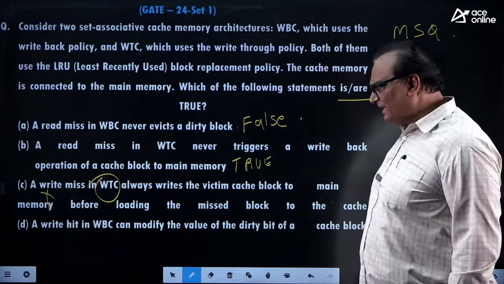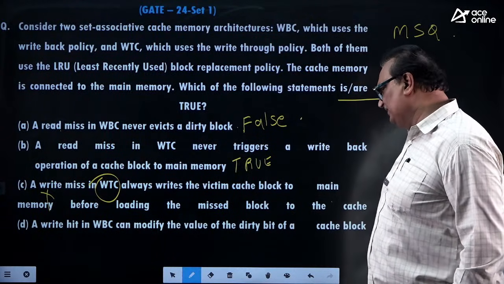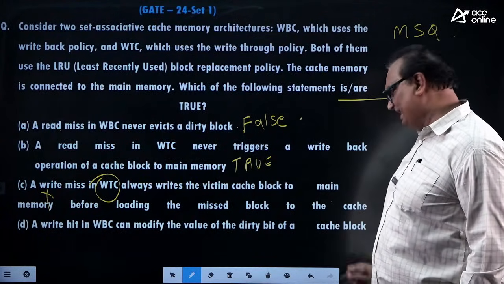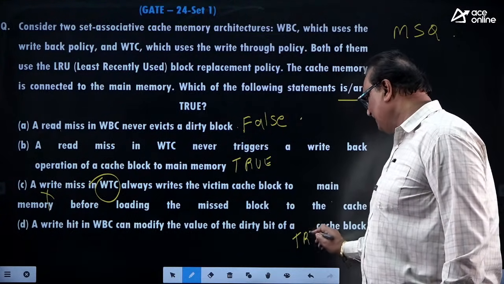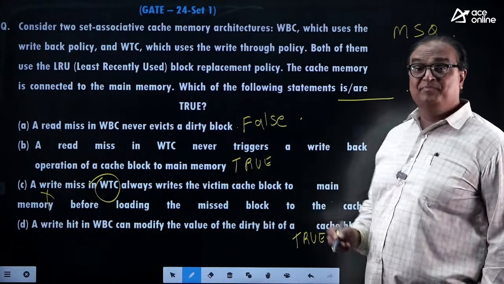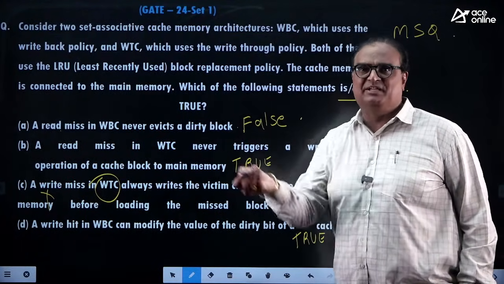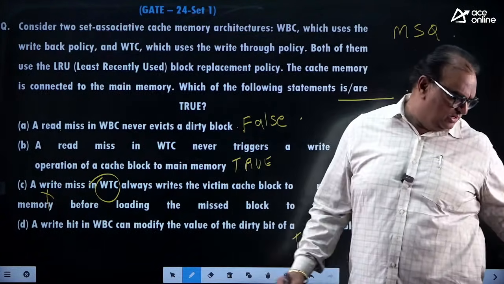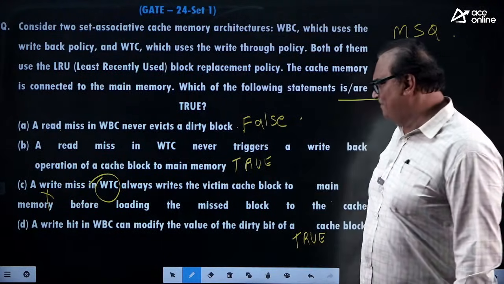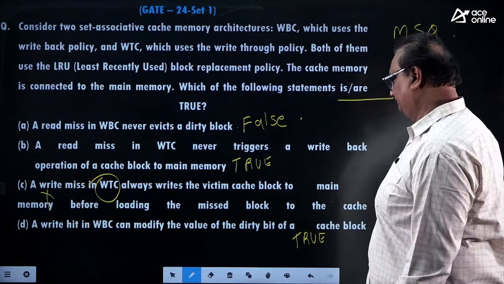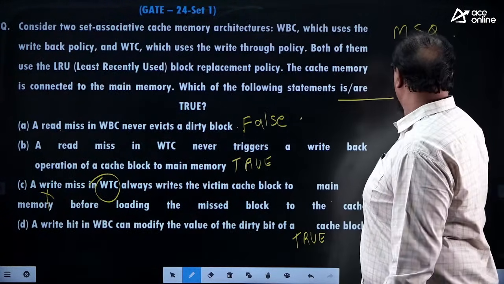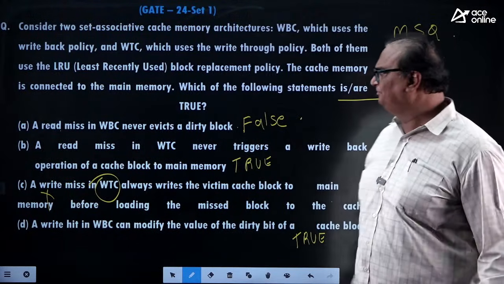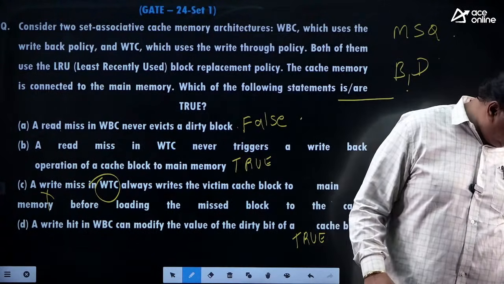A write hit in WBC can modify the value of the dirty bit of a cache block. Yes, it is true. Why? When a write hit has occurred, the dirty bit will be modified, means rewritten. So the correct answer is B, D. That's all. Next.